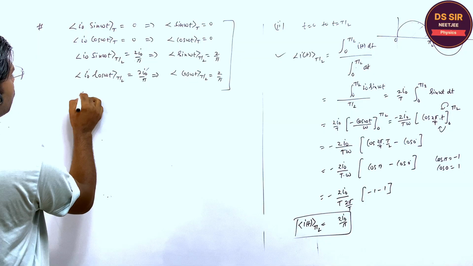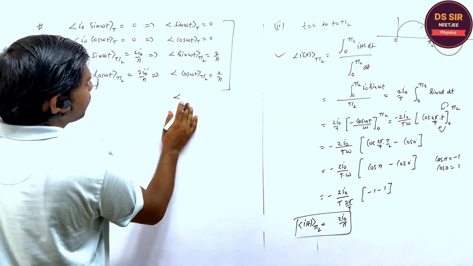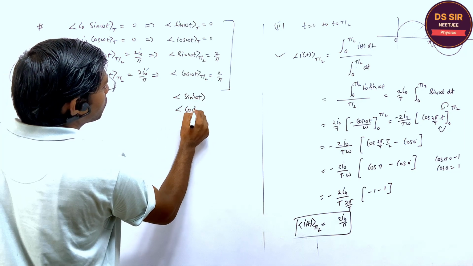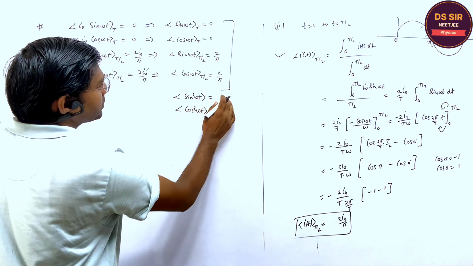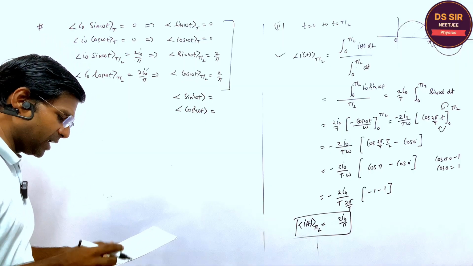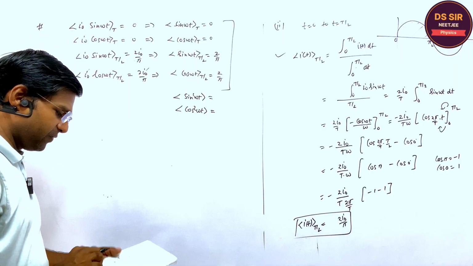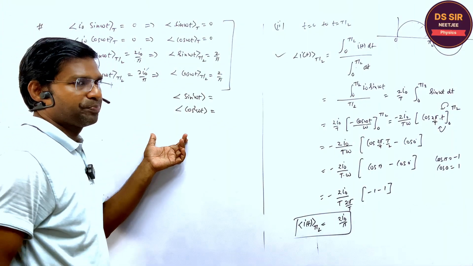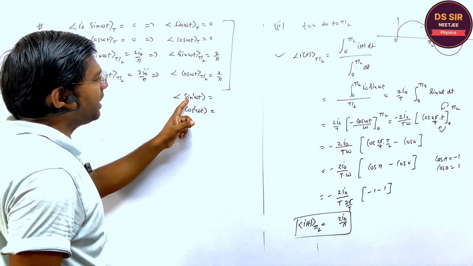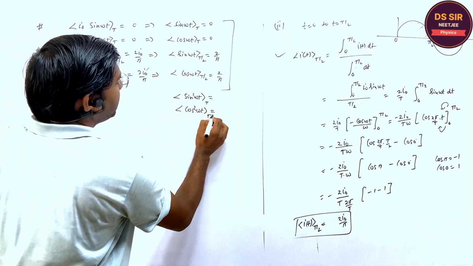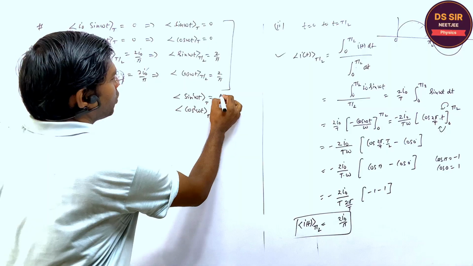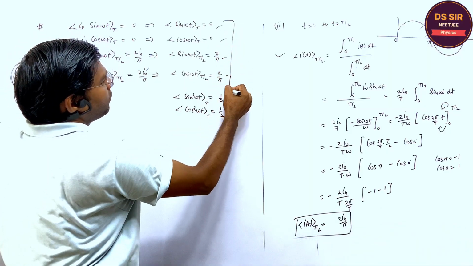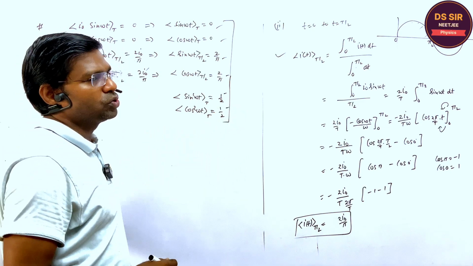In continuation, we will find the average value of sin square omega t and cos square omega t also. Is it clear or not? Now we will find the average value for one time period for sin square omega t and cos square omega t, which will come out to be 1 by 2. You have to remember these results, and we will use them directly.